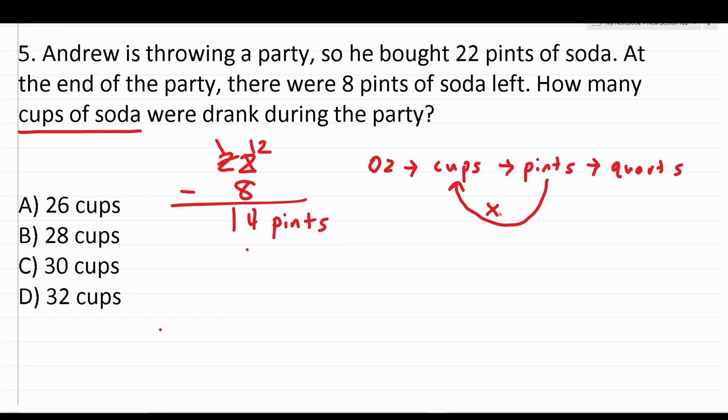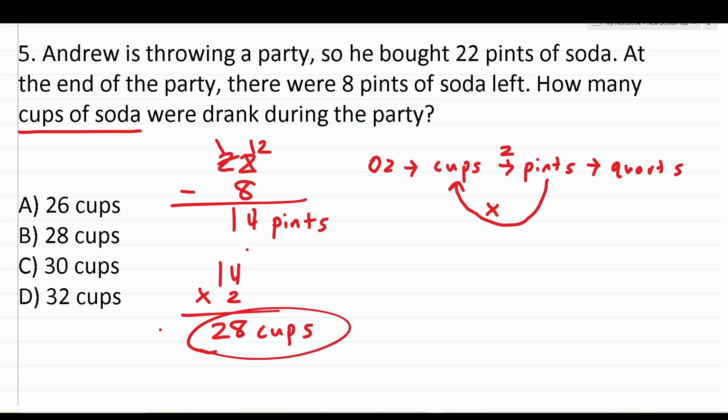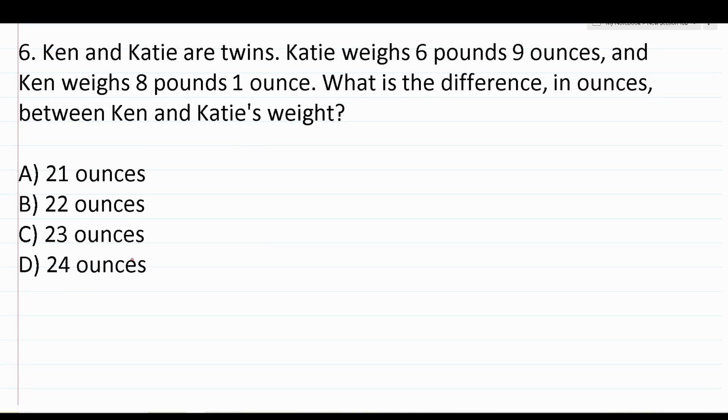In this case, we're being asked to convert pints to cups. So we're going to be multiplying. And for this one, you have to know that there are 2 cups in every pint. So we're going to be multiplying by 2. So let's do 14 times 2. 4 times 2 is 8. 2 times 1 is 2. So if 14 pints of soda were drank during this party, that means B, 28 cups of soda were drank during this party.